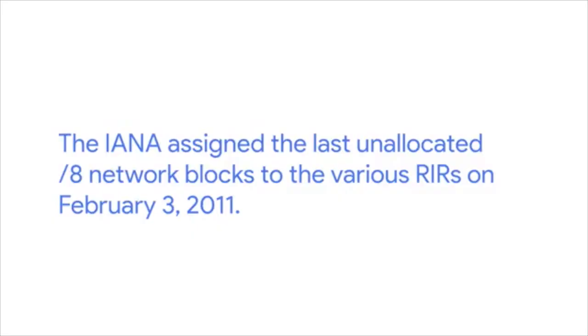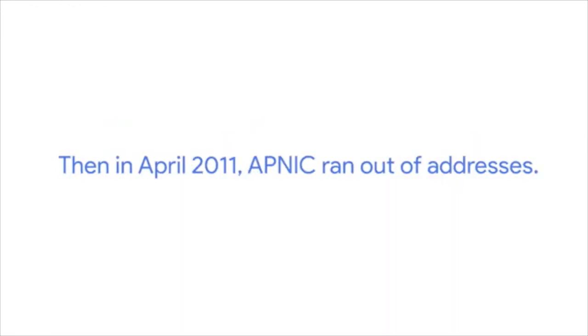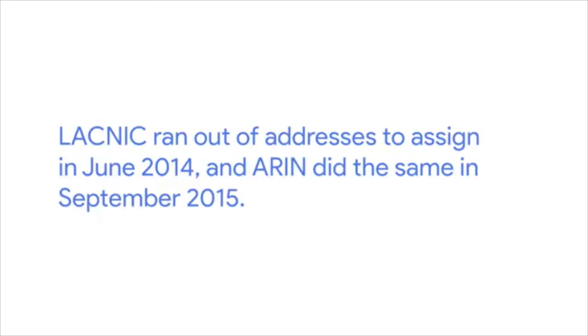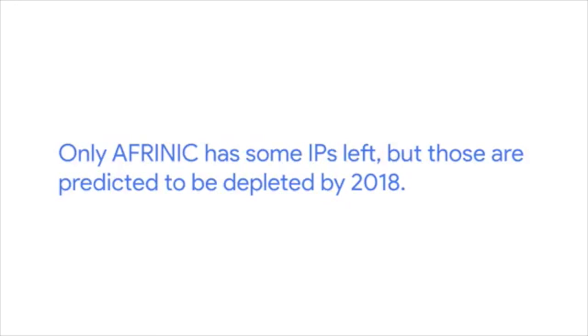These 5 RIRs have been responsible for assigning IP address blocks to organizations within their geographic areas, and most have already run out. The IANA assigned the last unallocated /8 network blocks to various RIRs on February 3rd, 2011. Then, in April 2011, APNIC ran out of addresses. RIPE was next, in September of 2012. LACNIC ran out of addresses to assign in June 2014, and ARIN did the same in September 2015. Only AFRINIC has some IPs left, but those are predicted to be depleted by 2018.